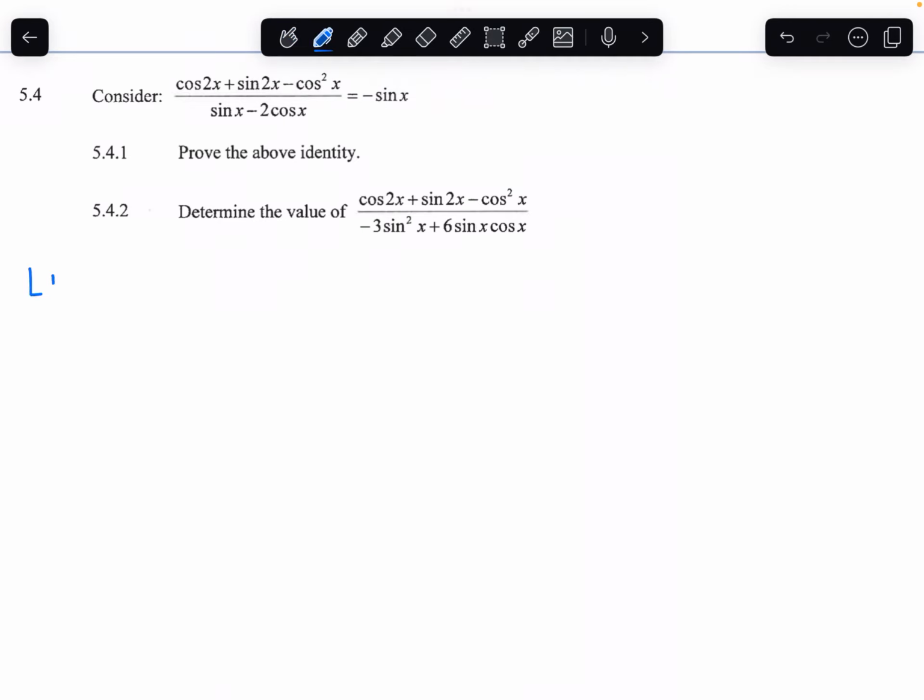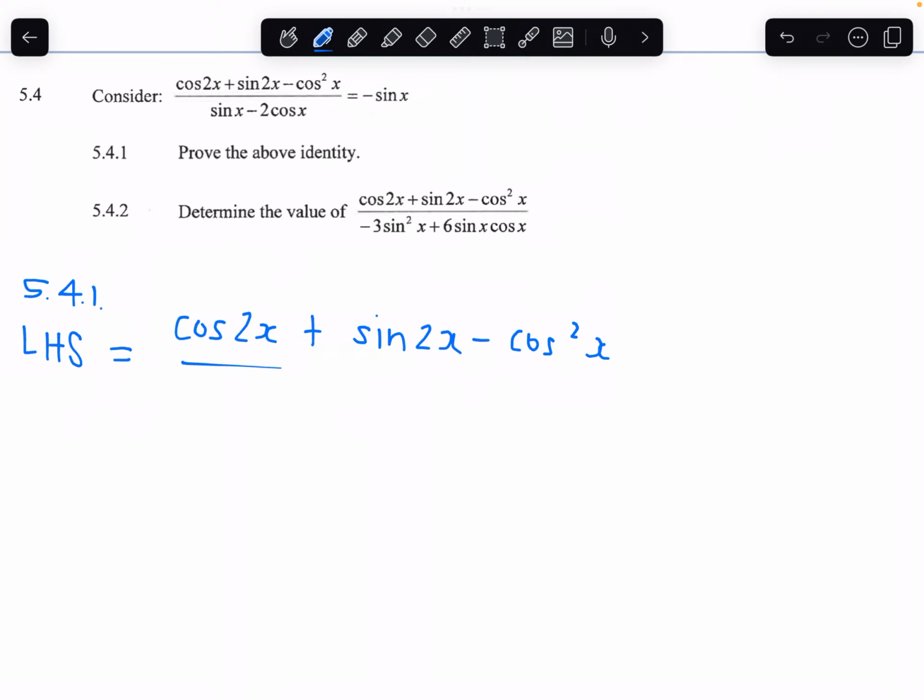So left-hand side, this is question 5.4.1. The left-hand side is cos 2x plus sin 2x minus cos² x, divided by sin x minus 2 cos x. So the bottom, I'm just going to leave for now. Hopefully we'll get opportunities to cancel later down the line, but for now my priority is to deal with the ratios that are speaking in terms of 2x.